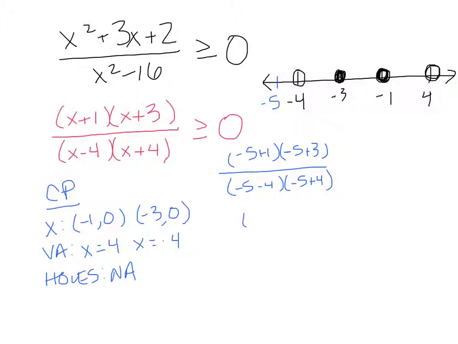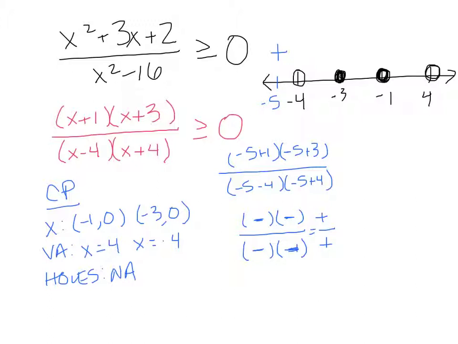I'm just going to focus on the signs. Negative 5 plus 1 ends up with a negative value. Negative 5 plus 3 is also a negative value. Negative 5 plus 4 is negative. And negative 5 minus 4 is negative. And negative 5 plus 4 is also negative. So I end up with a negative times a negative, which is a positive, over a negative times a negative, which is a positive. So this interval, regardless of what it works out to be, is going to be positive.